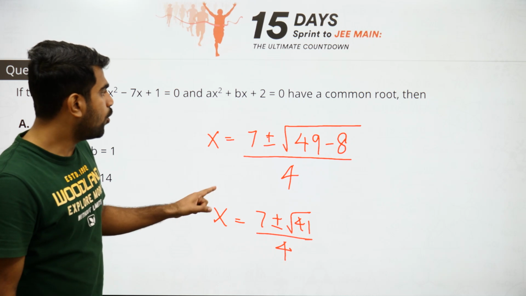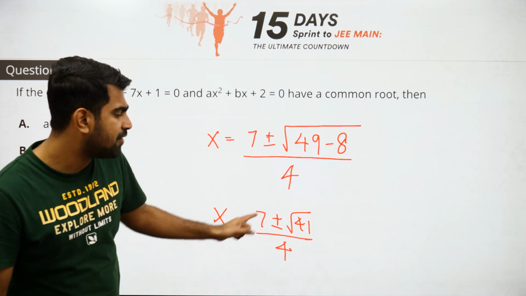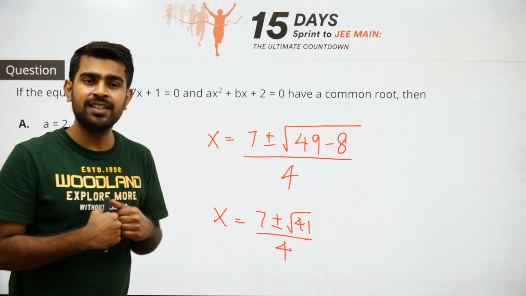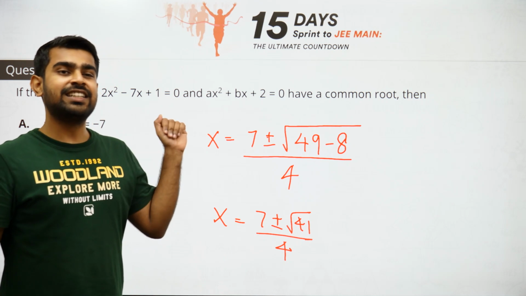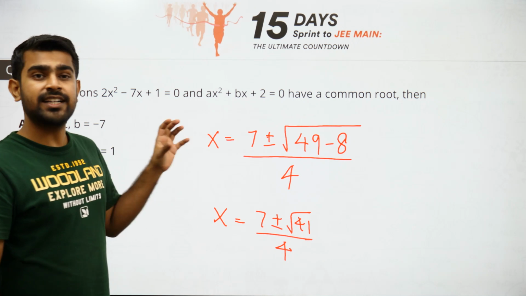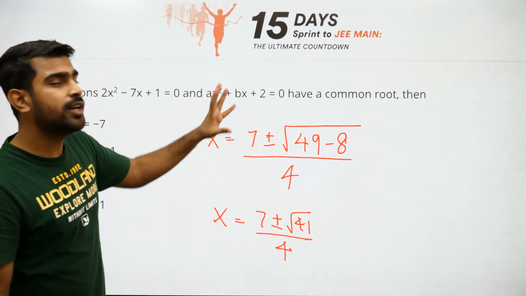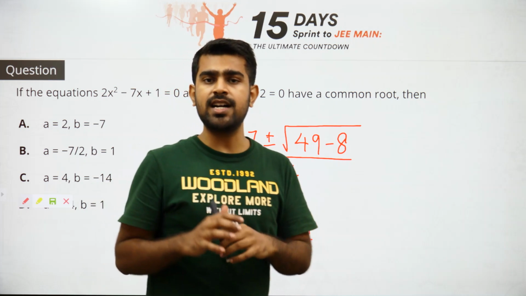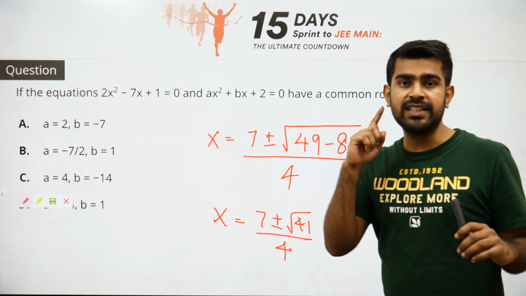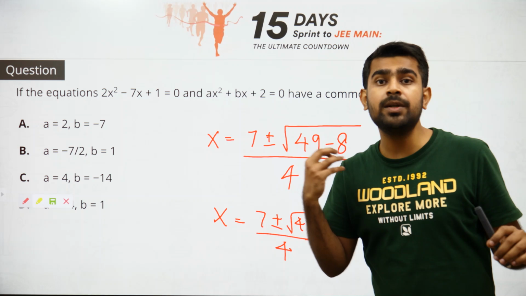Now, if one root is common, let's say 7 plus root 41 by 4 is common, don't you think the other root also will be common? Because they are irrational roots. That is it guys. So what is the condition for this? Both the roots are going to be common. Why sir? Because if one root is irrational, then we know a property, right? Irrational roots occur in pairs.